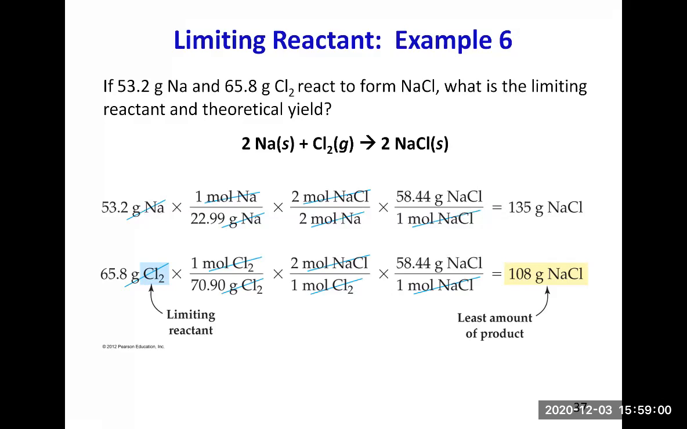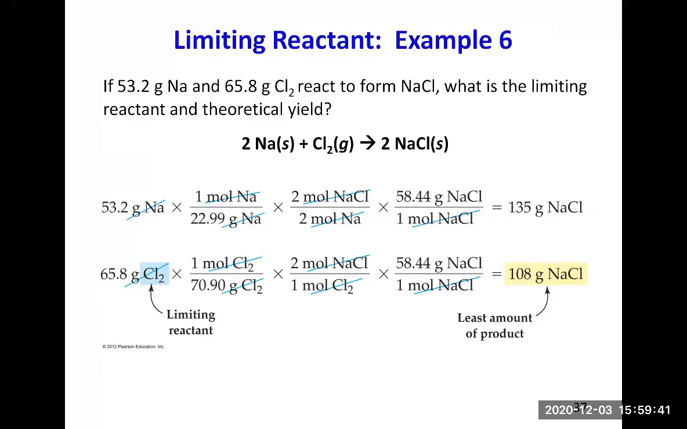The second conversion factor comes from the chemical equation coefficients, and it says that we make 2 moles of sodium chloride per mole of chlorine. This way the moles of chlorine cancel. And then we multiply by the molar mass of NaCl because we want to go back to grams, and the moles of NaCl cancel. So in the calculator, you do 65.8 times 2 moles of NaCl times 58.44 grams of NaCl and divide by 70.90 grams of chlorine.